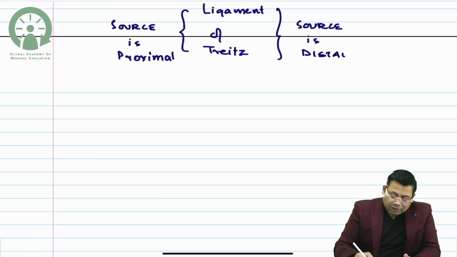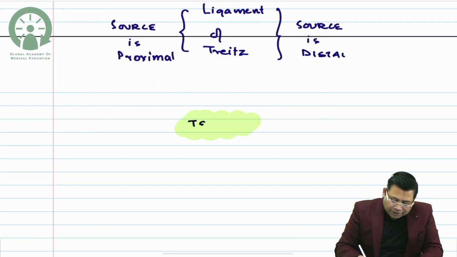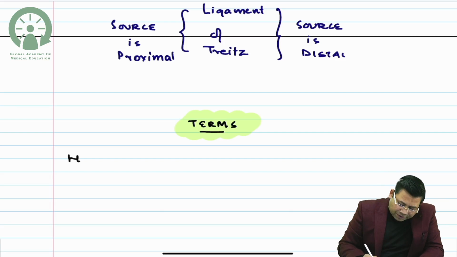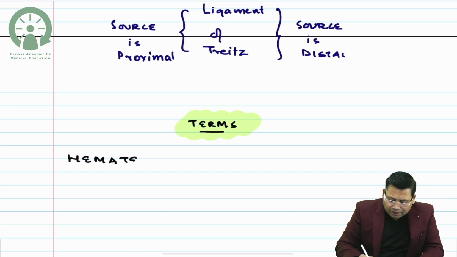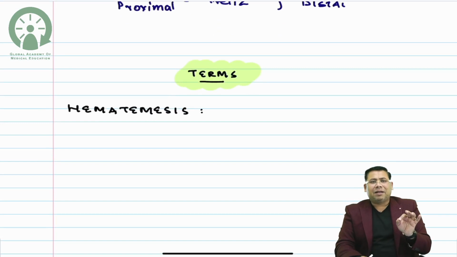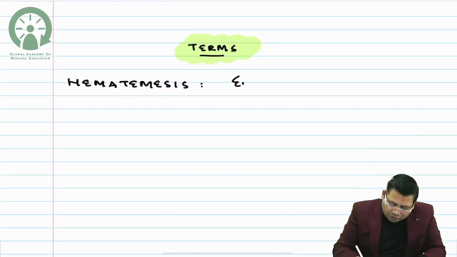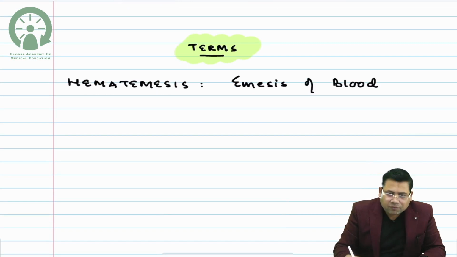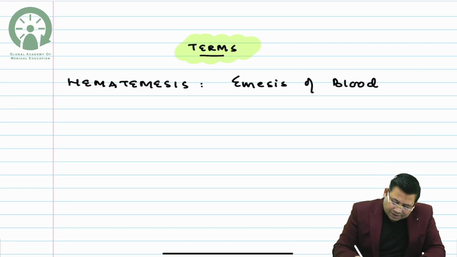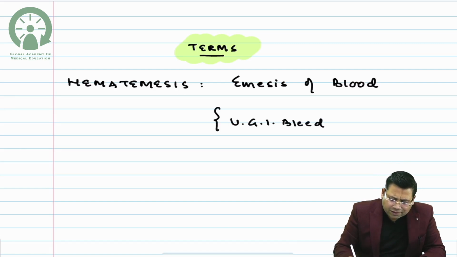Now, the frequent terms that we use in the context of GI bleeds, we have to understand those terms. First is hematemesis. What do we mean by hematemesis? It's a very simple, straightforward term: hematemesis means emesis of blood. Whenever there is emesis of blood, that is known as hematemesis, and hematemesis is always an upper GI bleed.